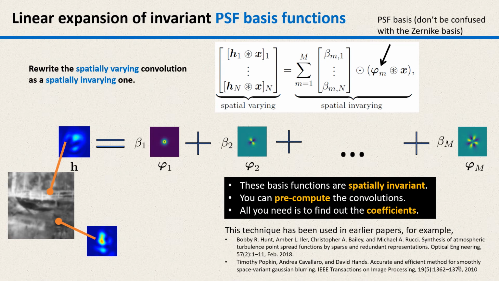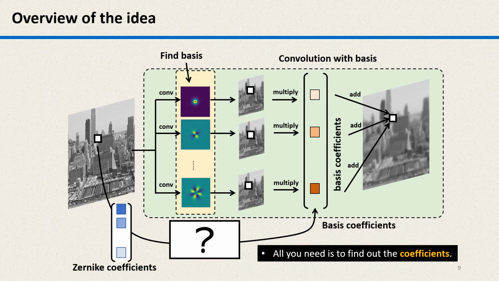To speed up the spatially varying convolution, we use a linear expansion model on the point spread functions. By doing so, we can turn the highly spatially varying convolution into several spatially invariant ones and the dot product with a basis coefficient. Here is an illustration of our simulator. Our earlier work has an efficient way to draw the Zernike coefficients, and now we have a way to efficiently do the spatially varying convolution.